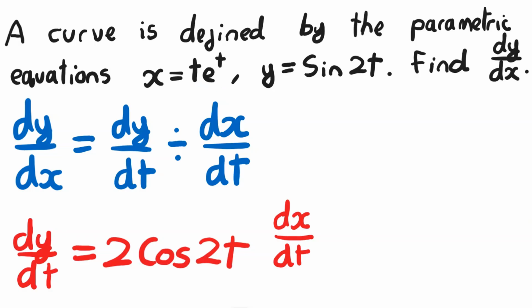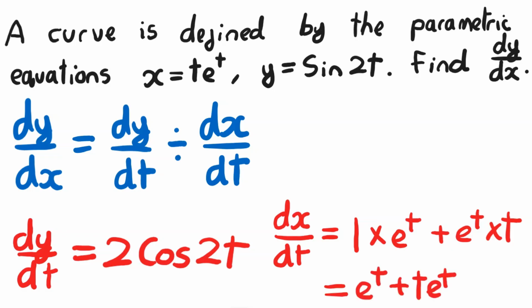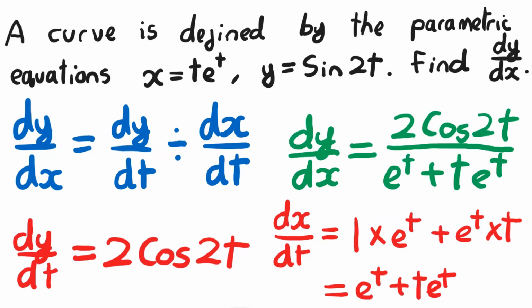So therefore dx over dt is going to be t differentiated, which is 1, multiplied by e to the power of t, and then e to the power of t differentiated, which is still just e to the power of t, multiplied by t, like this here. 1 times e to the power of t is just e to the power of t, and then e to the power of t multiplied by t is t e to the power of t. So that's dx over dt. So therefore dy over dt divided by dx over dt is equal to 2 cos 2t divided by e to the power of t plus t e to the power of t. So that's dy over dx.